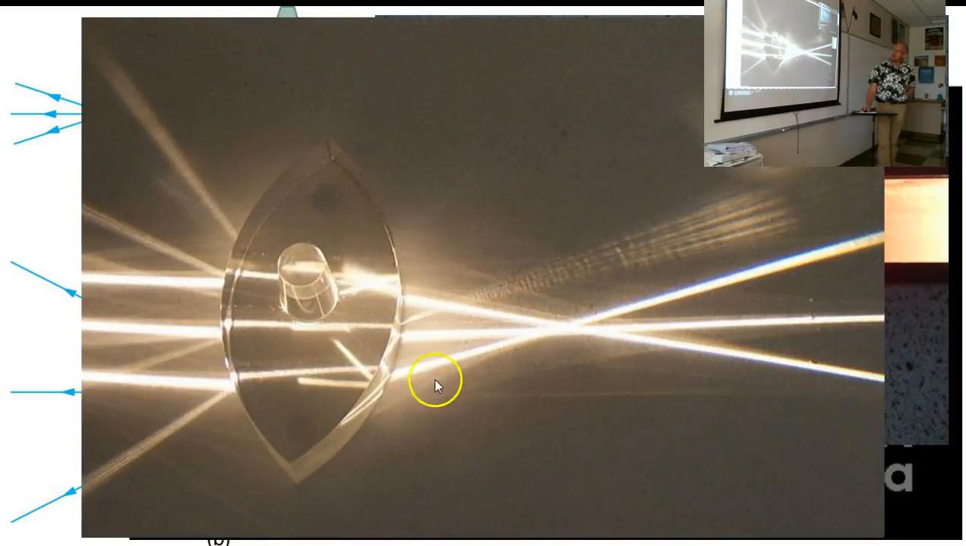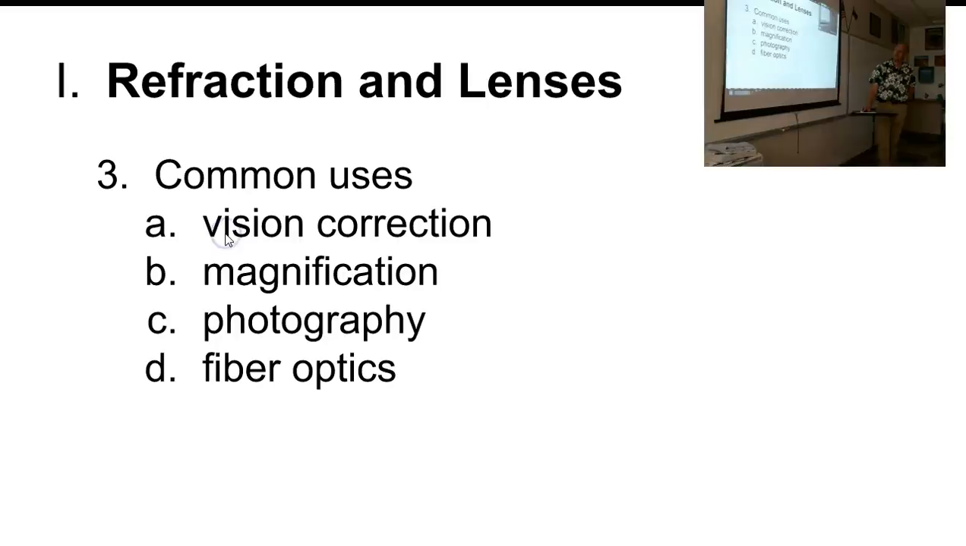So you can always tell if the lens will be converging or diverging based on the shape. If it's thicker in the middle with convex sides, it'll be converging. If it's thinner in the middle with concave sides, then it'll be diverging. Okay?